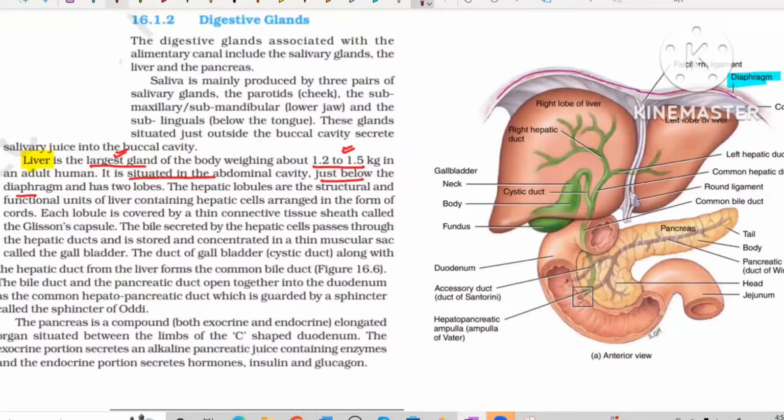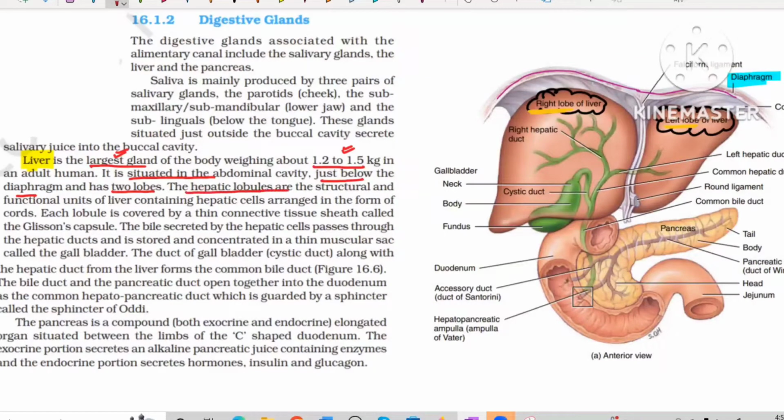And how many lobes does it contain? If you see, it has two lobes. In the diagram, you can focus here. This is the right lobe of the liver, and this is the left lobe of the liver. So I hope you are able to understand two lobes are there, right lobe and left lobe. The diagram is helping you to learn also properly.